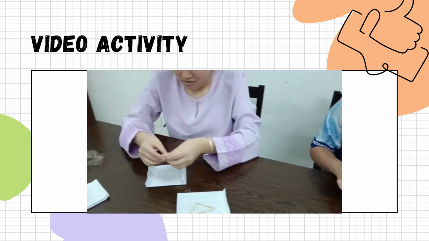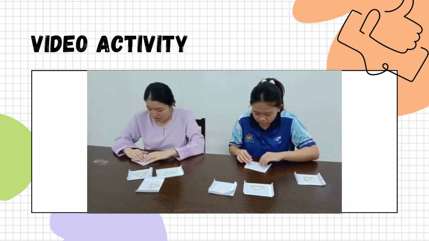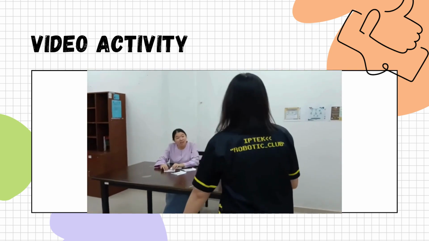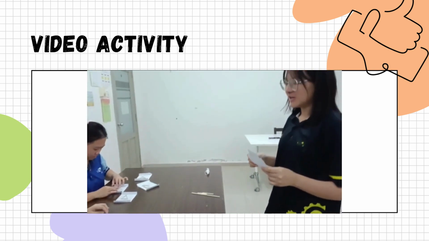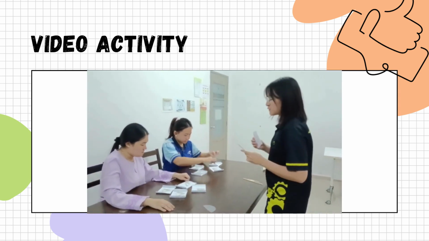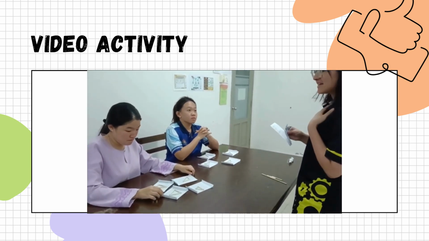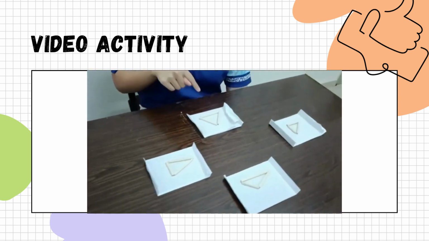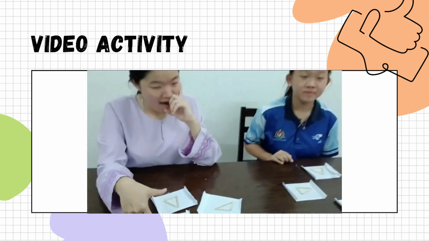Oh, what is this? Somebody three, 6. This one is the equilibrium triangle. Three same side. Yes! Very good! Nice!